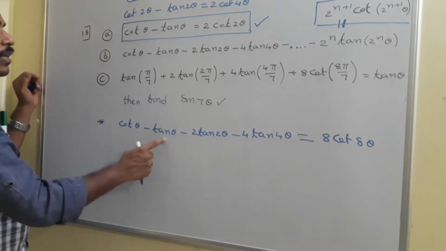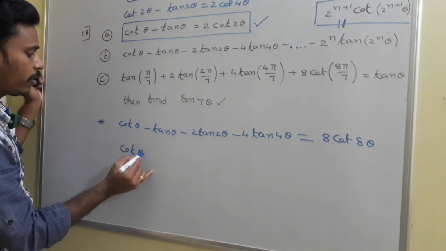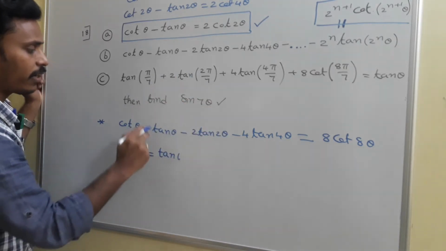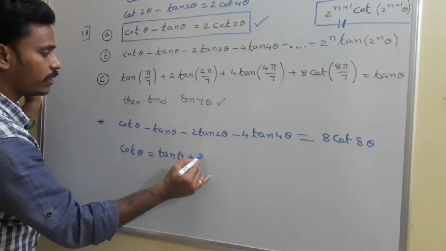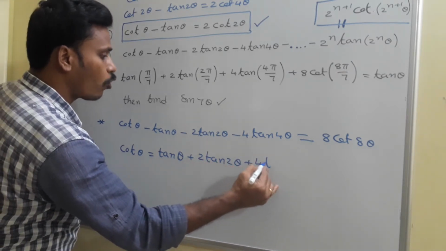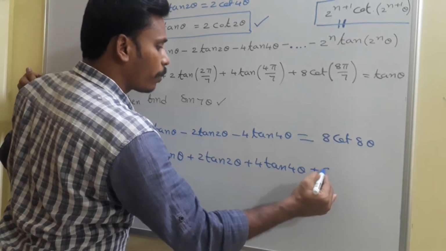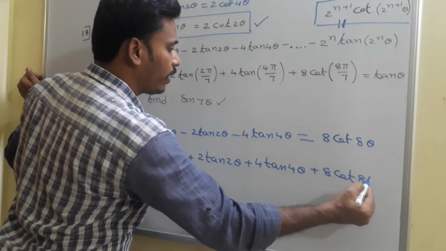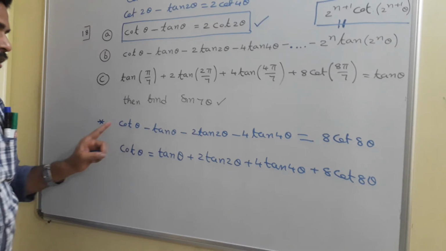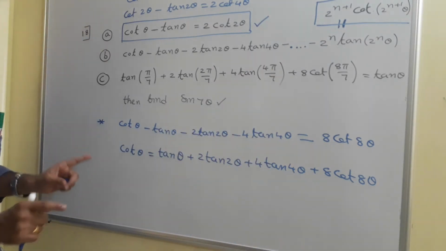Now send these three terms to that side. If I send everything that side, minus tan θ becomes plus tan θ, then plus 2 tan 2θ, and then plus 4 tan 4θ. Already 8 cot θ is here, plus 8 cot 8θ. Is it right? Just look there. Cot θ equals this, if I send these three terms that side. Now it is very clear.